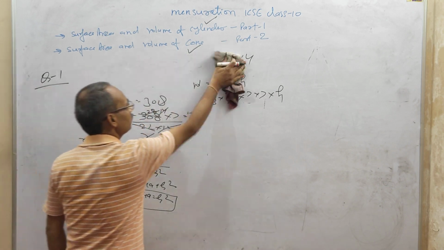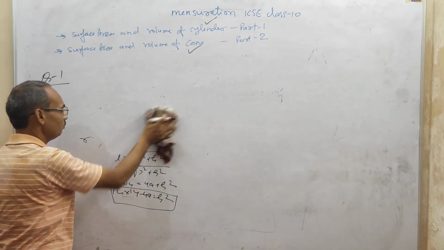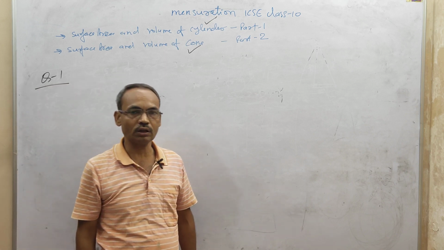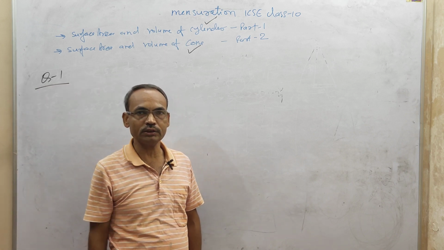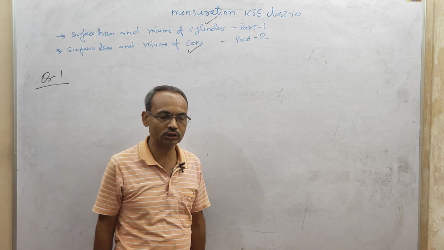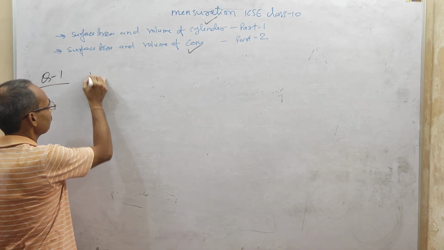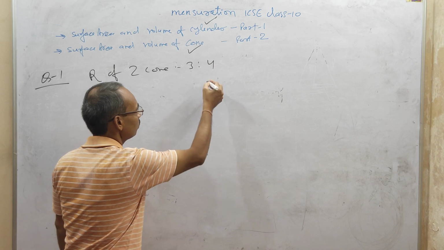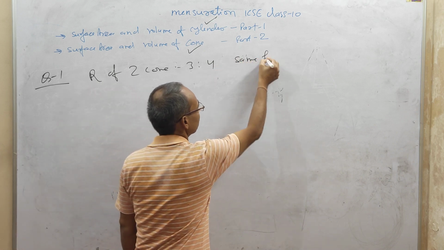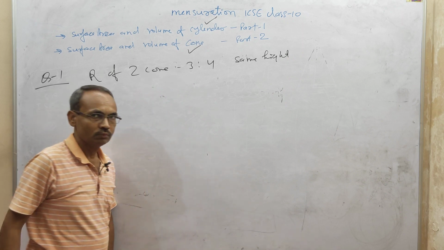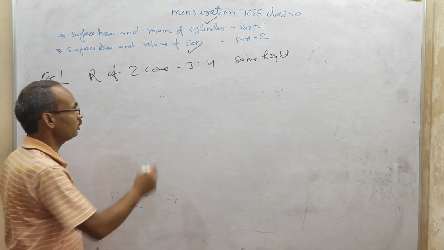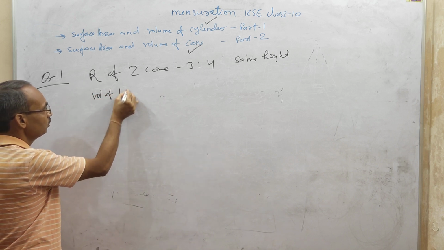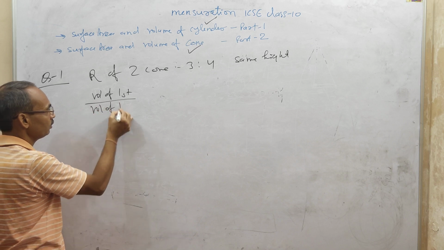The second question, which will be easily asked in ICSE class 10, is this: the radii of two cones of the same height are in the ratio 3:4. What is the ratio of their volumes? Suppose that the radii of two cones are in the ratio 3:4 with the same height. We need the volume of the first upon the volume of the second.